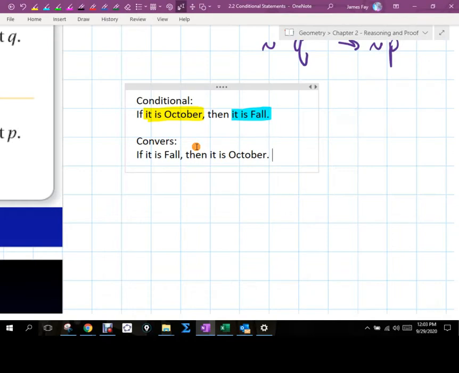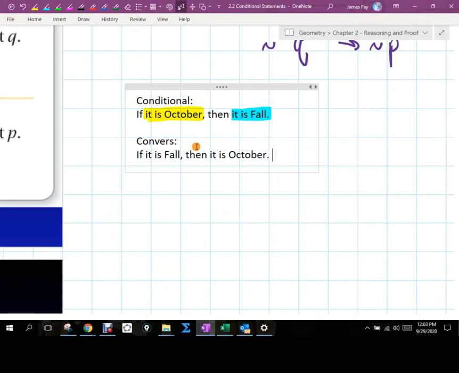Now, here's the thing that we look at, because we're interested in the truth of these things. Would you agree the conditional is true? If it's October, then it's fall? Yeah, by our definition of seasons, October falls, we're in fall right now. So that would be true. But the converse, if it is fall, then it is October, can you find a counterexample to that? Yeah, it's September right now, correct? There's a counterexample. November, there's another counterexample, right?